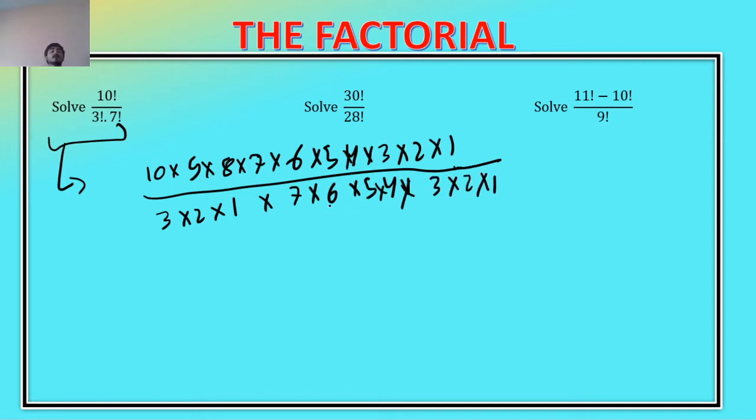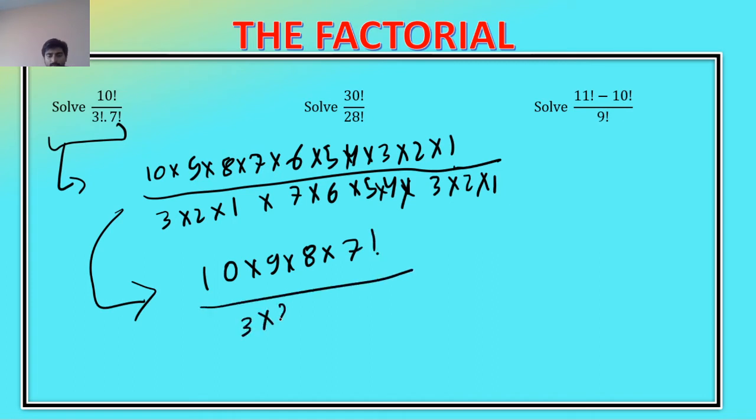So this is one way of writing it. Now if we know the concept of factorial, we want to write it like this. How will we write this? We will write 10 into 9 into 8 into 7 factorial, over 3 factorial into 7 factorial, which is 3 into 2 into 1 into 7 factorial, right? Since 10 into 9 into 8 into 7 factorial means it will go 7, 6, 5, 4, 3, 2, 1, and the same 7 factorial is here as well, right?